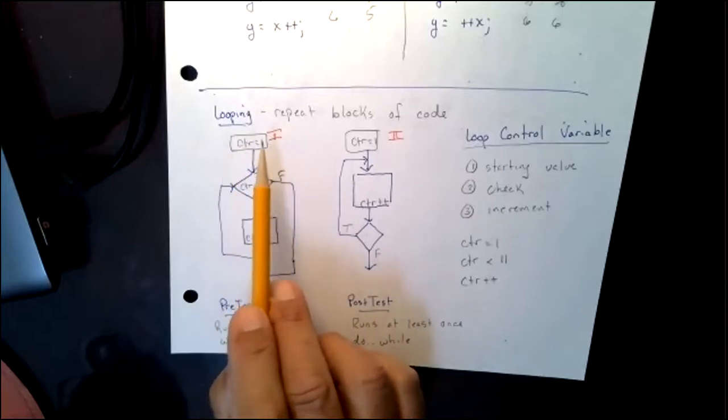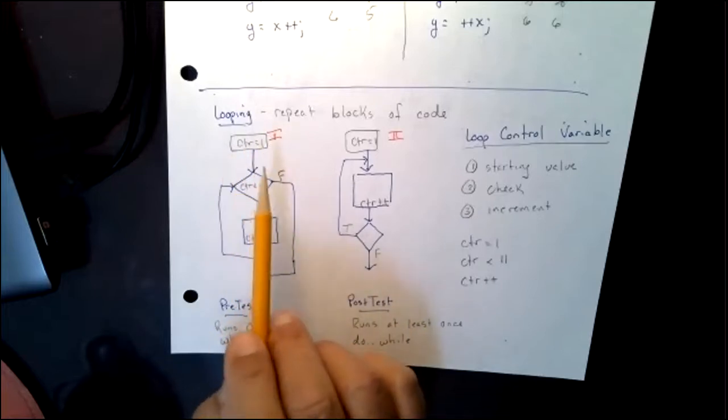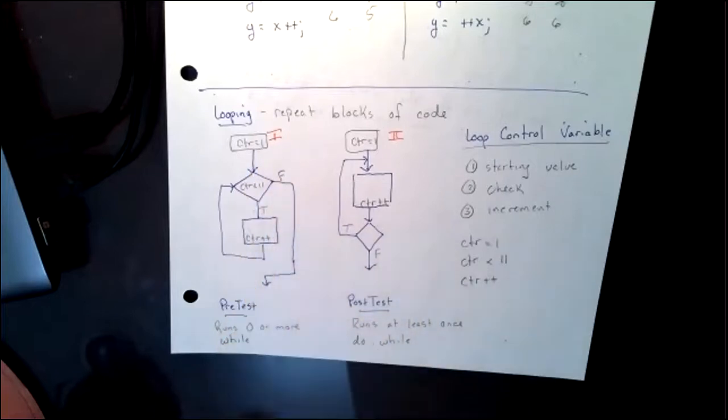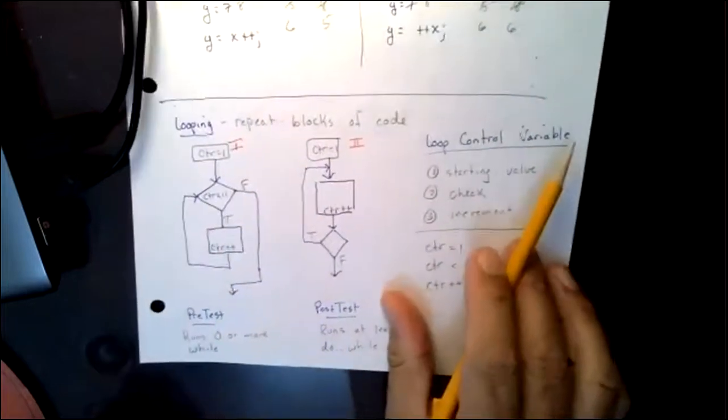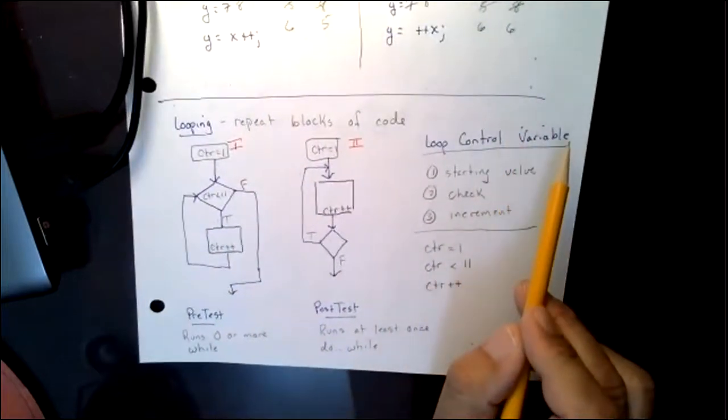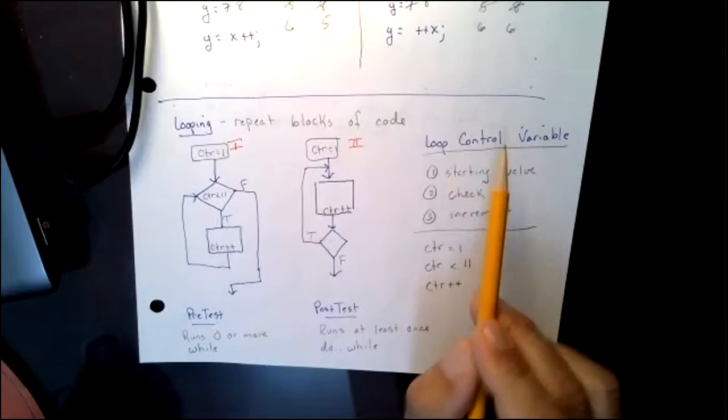All right. Anyhow, the first type of loop, looking at this flow chart, I'm going to start counter out as 1. This counter you see a couple of times in here. This is something called my loop control variable. It's the variable that controls the loop.